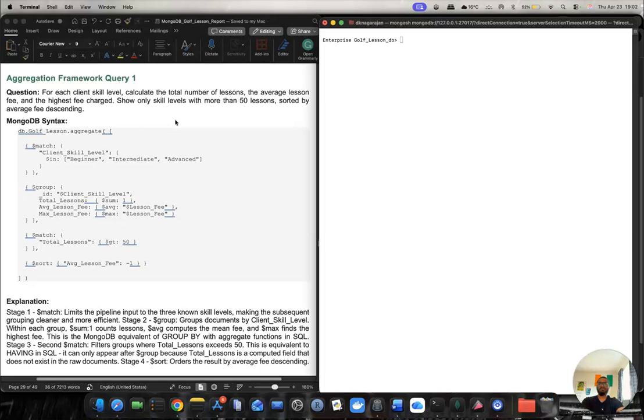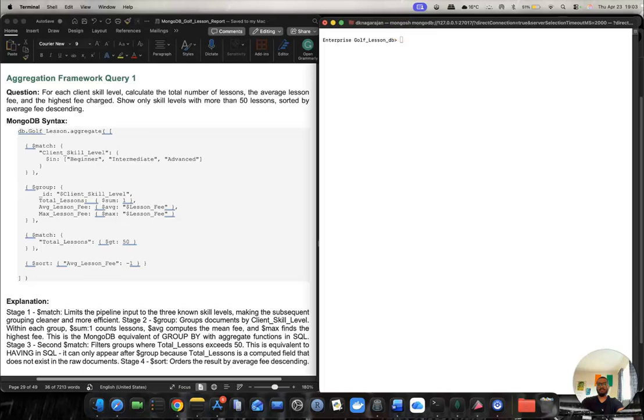This pipeline is 4 stages and it covers match, group, and a second match filter acting as a having, and a sort. If you have watched the first screencast, you have seen unwind and project. So this one complements that by focusing more on the group by and having pattern.